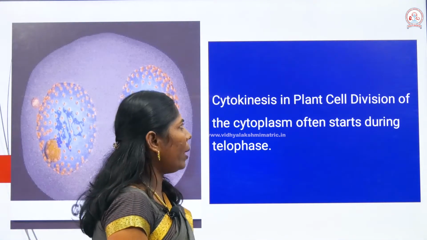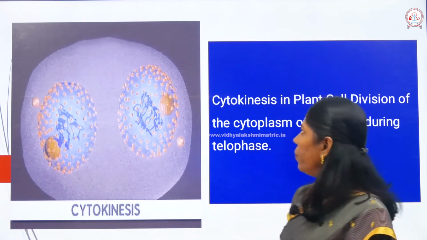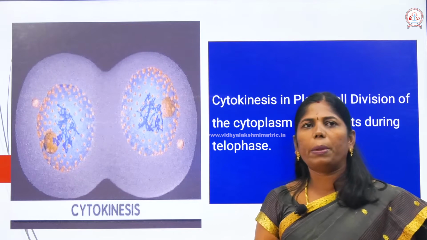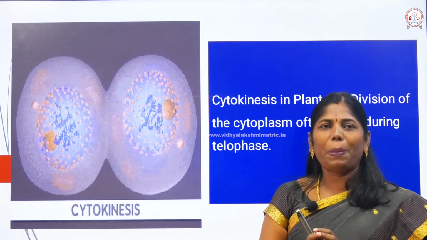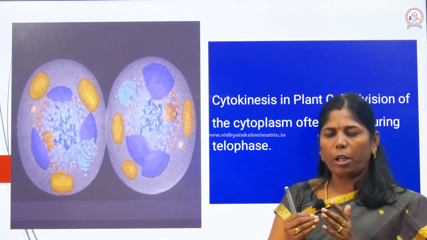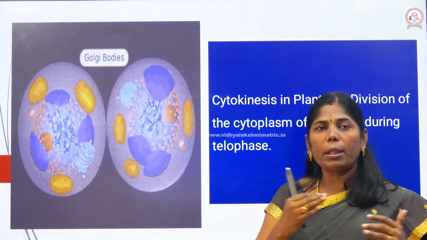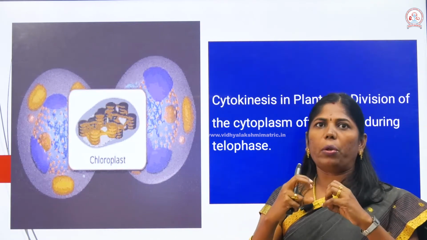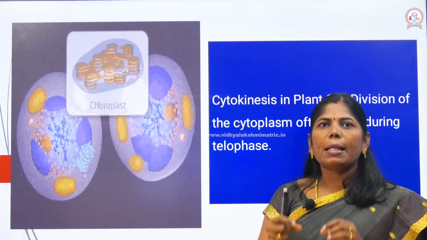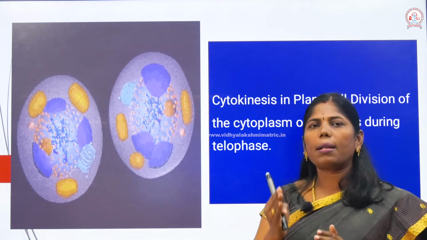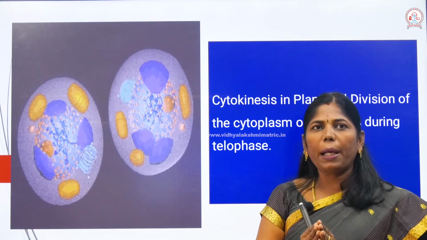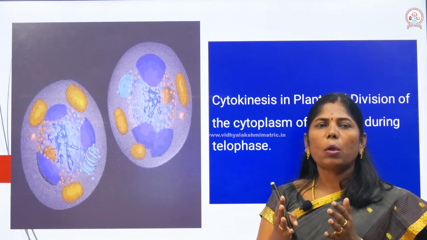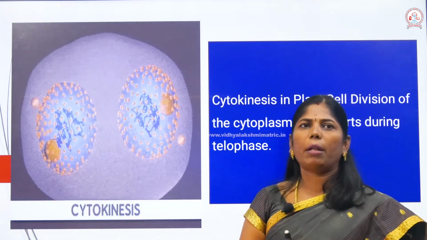Okay, so cytokinesis in plant cells is the division of the cytoplasm, which often starts during telophase. At telophase, the plant cell divides. Plant cell division takes place from center to margin. But what about in the animal cell? That is margin to center. When it goes from margin to center, a furrow forms. But what about in plant cells? The cell plate is formed in the center of the cell. How does the cell plate form? Because of the presence of vesicles from the Golgi apparatus and endoplasmic reticulum.